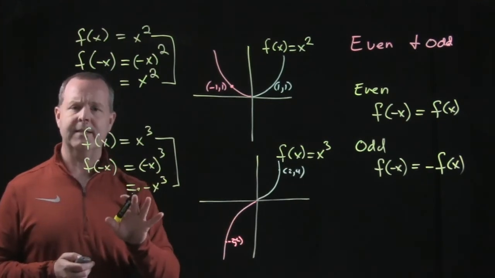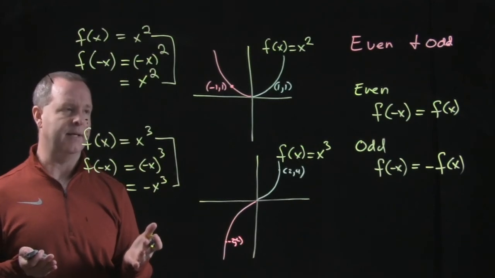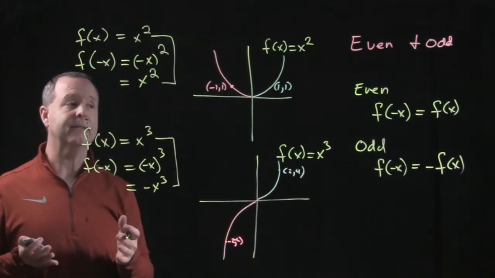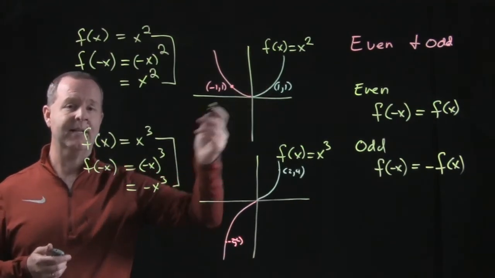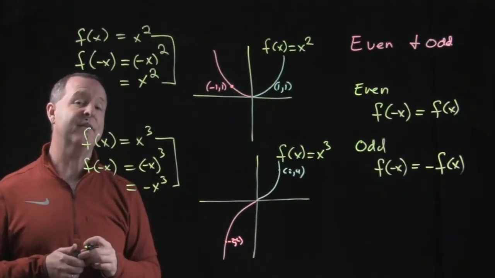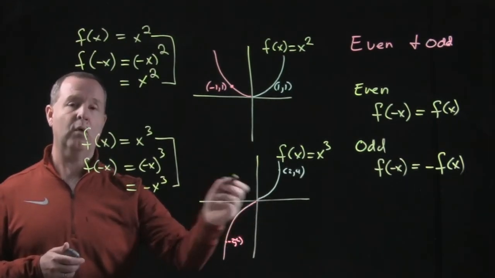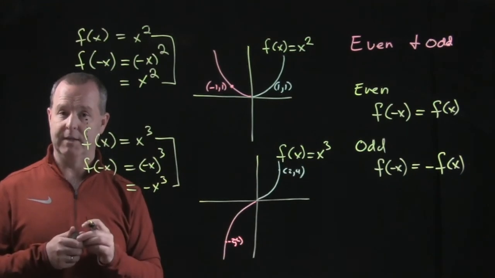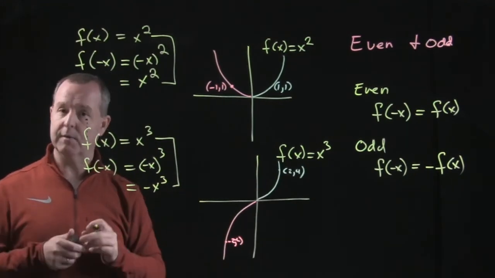So we'll do a couple more examples to help you unpack that a little bit, but I just want to get you the idea that symmetry about the y-axis will typically produce an even function, and symmetry about the origin will produce an odd function, and both of those are also functions.